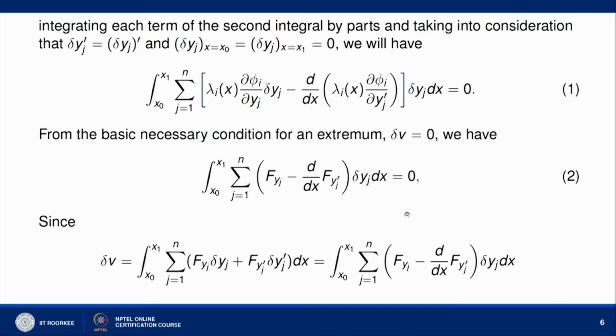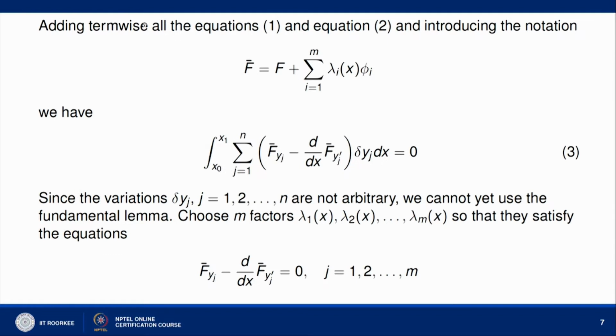This we obtained from this, that delta y is equal to the integral from x naught to x1, sum over j equal to 1 to n, of f_yj delta yj plus f_yj' delta yj' dx. So by transferring this derivative on this, we are getting this equation number 2. So adding term wise all the equation 1 and equation 2.